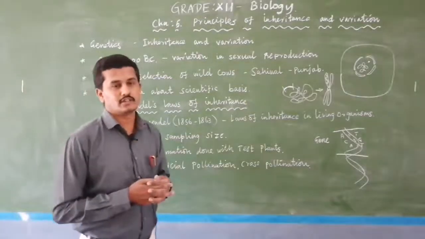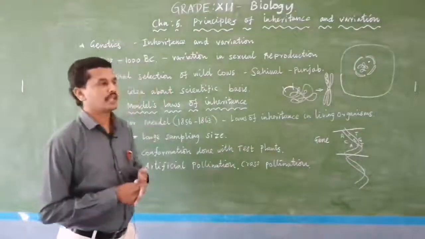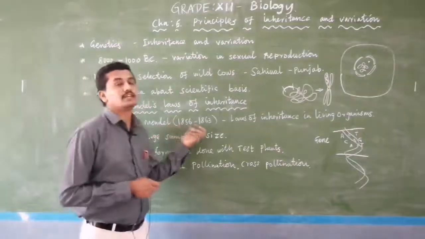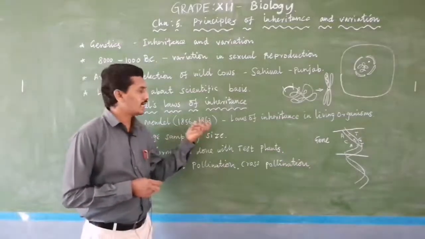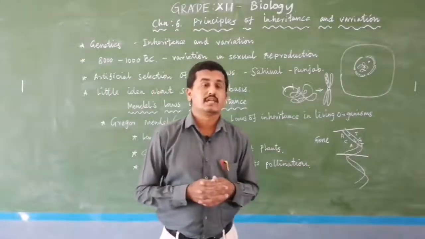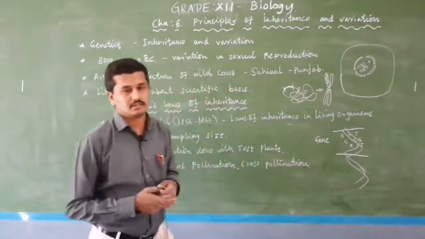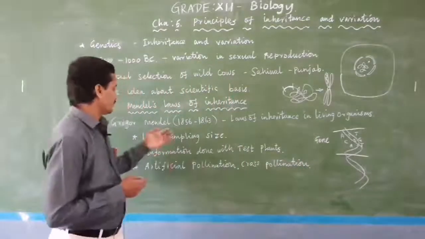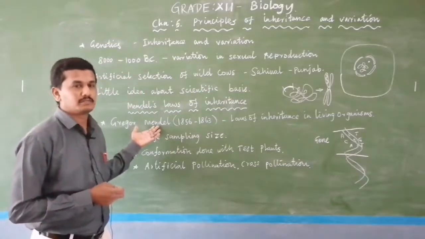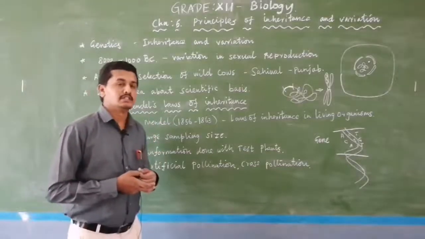Already studied in 10th standard, Pisum sativum, the garden pea plant. In the garden pea plant, he performed his research for 7 years, and identified 7 characters in the garden pea plant. What the characters are and what the structures are, in the next section we deal with one by one. Gregor Mendel is the father of genetics, the first person to perform research in genetics.